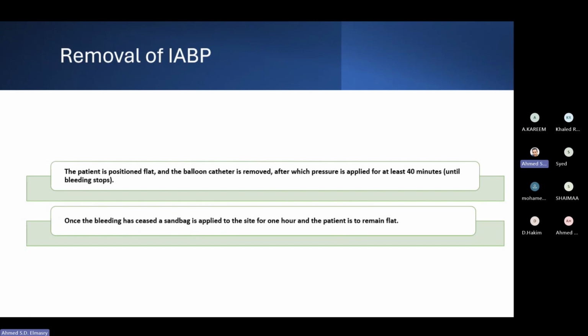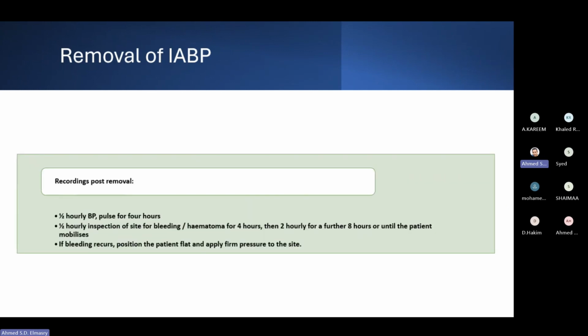And after that, you have to monitor the patient after the removal. Each 30 minutes, you have to check the hemodynamics and the other factors for any signs of deterioration. And at the site of the removal, you have to check for any signs of bleeding or hematoma every half an hour for 4 hours, then every 2 hours for 8 hours until the patient starts mobilization. If the bleeding recurs, position the patient in the flat position and apply firm pressure to the site.